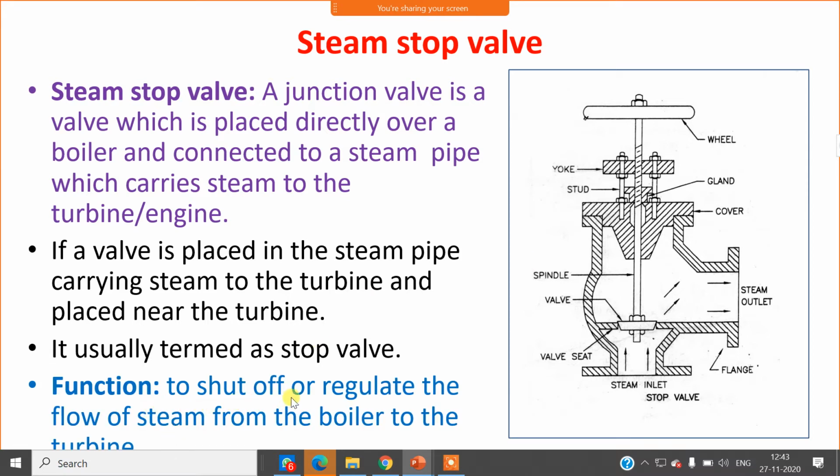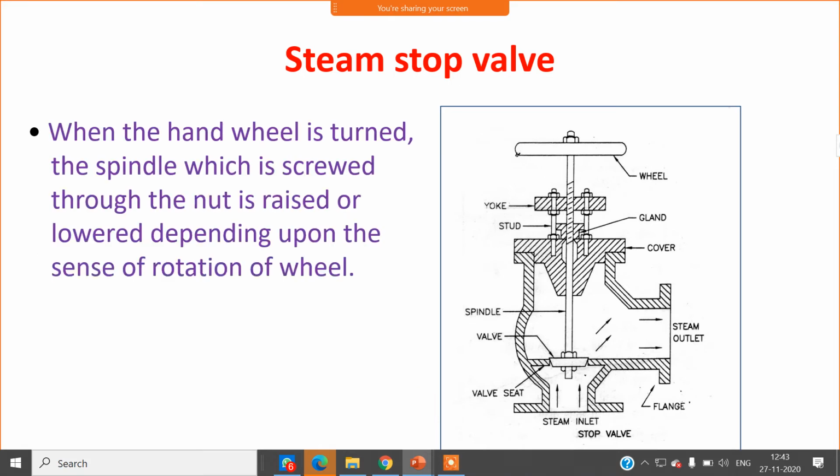Now the function: to shut off or regulate the flow of steam from the boiler to the turbine. To shut off means to stop, or to regulate the flow of steam from boiler to turbine. When the hand wheel is turned, the spindle which is screwed through the nut is raised or lowered depending upon the sense of rotation of the wheel. This is the wheel. On it is connected a spindle having thread, which rotates in the gland, and the movement of the spindle depends upon the sense of rotation of the wheel.